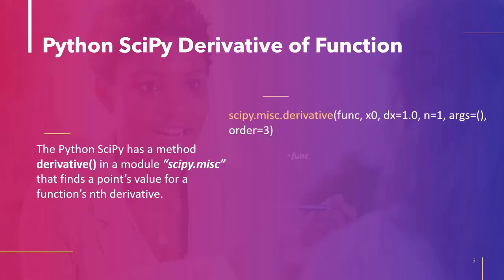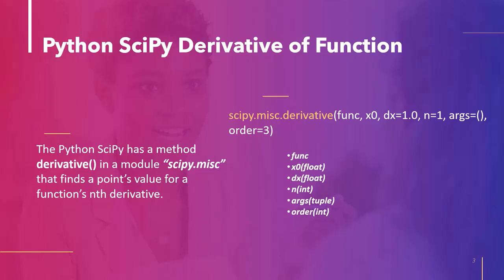scipy.misc.derivative, where the parameters are: func, the input function; x0, a point where the nth derivative can be discovered; dx, it is a spacing; n, it is the derivative of order, by default it is 1; args, it is used to provide extra arguments to the method; order, it uses just an odd number of points.